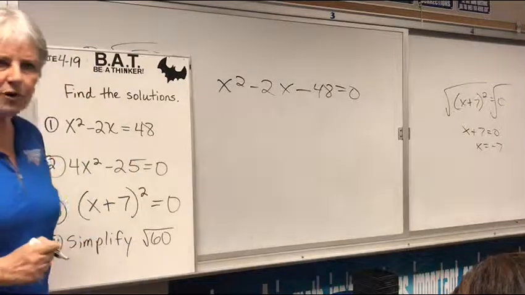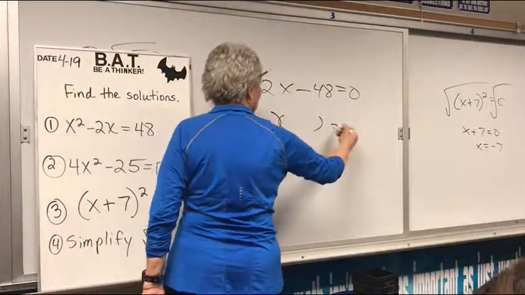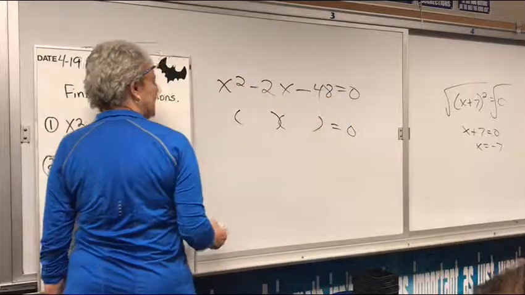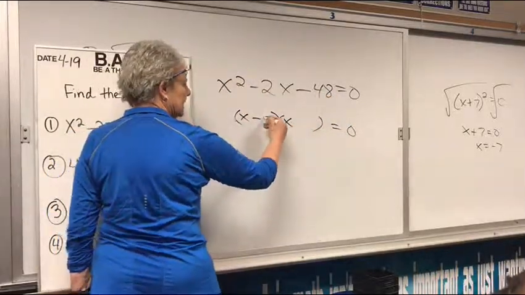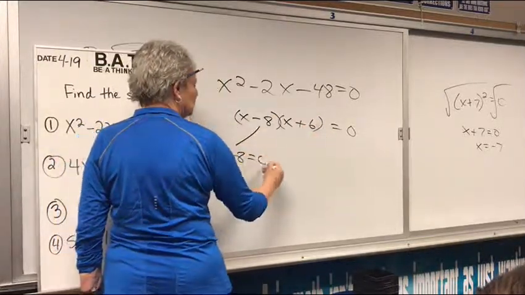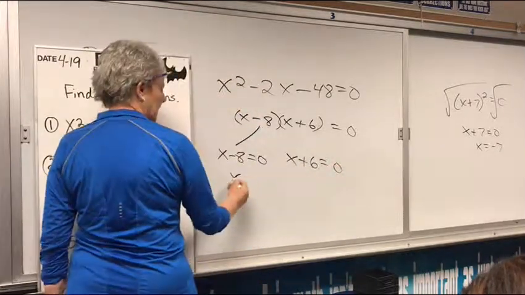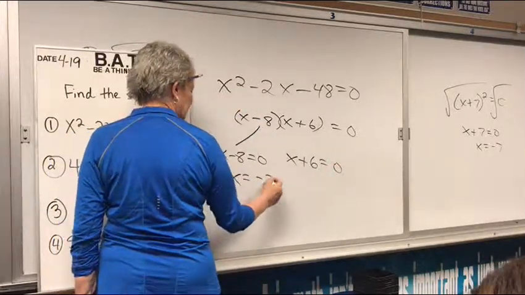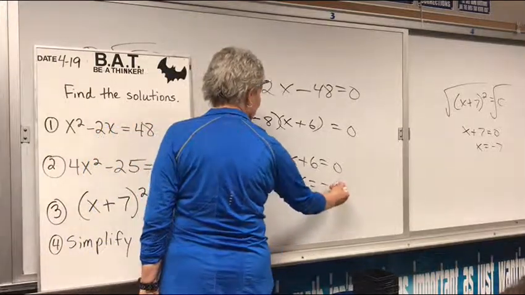I subtracted 48 from both sides. Now you factor. Factors of 48 that give me a negative 2: negative 8, positive 6. X minus 8 equals 0. X plus 6 equals 0. X is positive 8. X is negative 6.